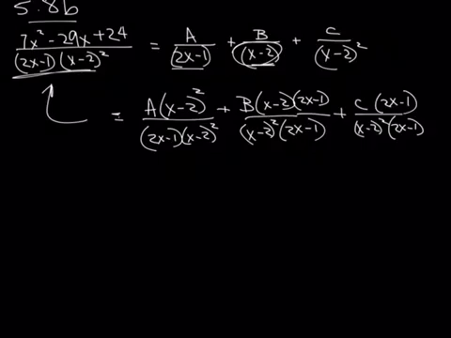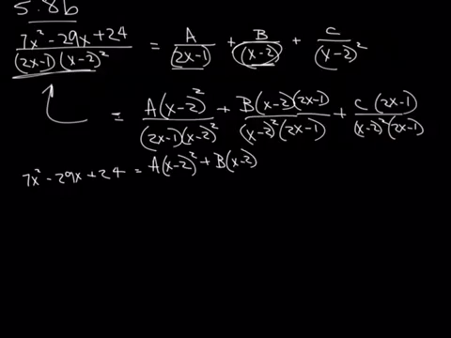So now that I've got that, my denominator here and my denominator here are all the same. So all I'm going to do is compare my numerators. So 7x squared minus 29x plus 24 equals A, B, and C. Okay, that's all I care about.